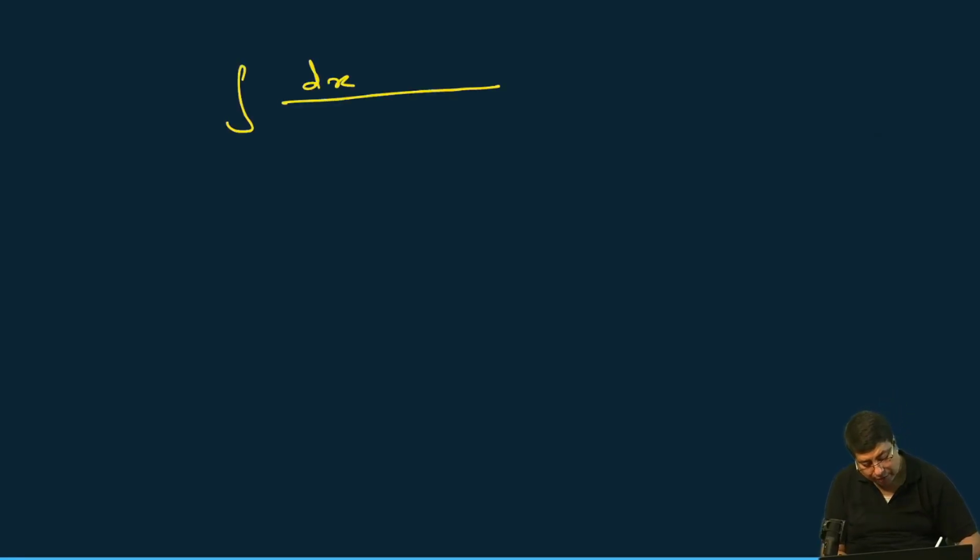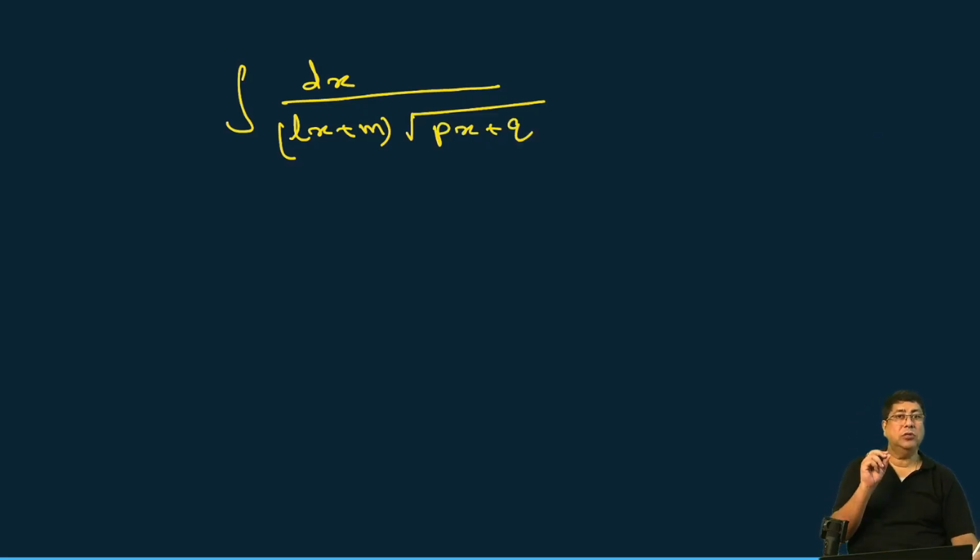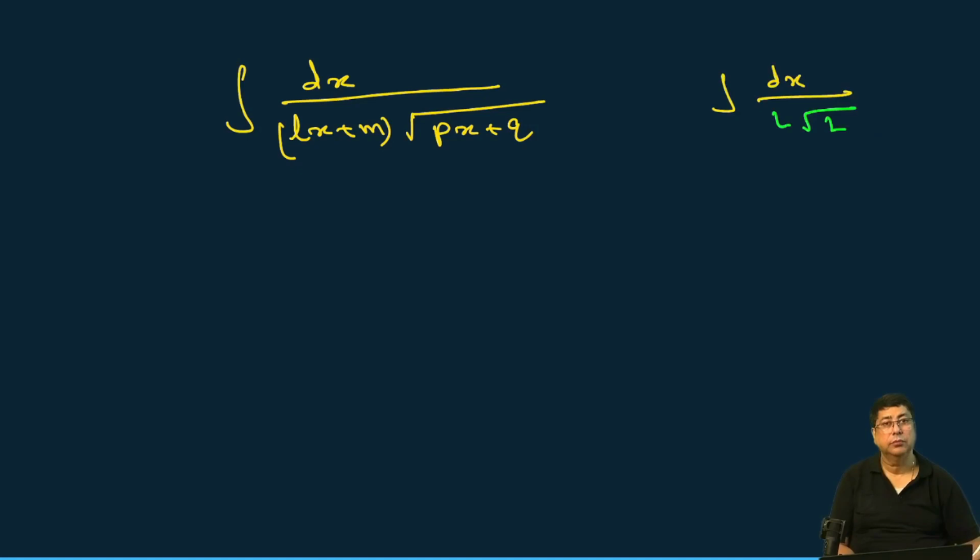So in this lecture, I'll show you another special case, and all these types are very important for any entrance examination as well as school examination. In this case, dx by (lx plus m) into root over (px plus q). Whenever it is linear outside the root and linear inside the root, it means it is in the form of dx by linear into root over linear.